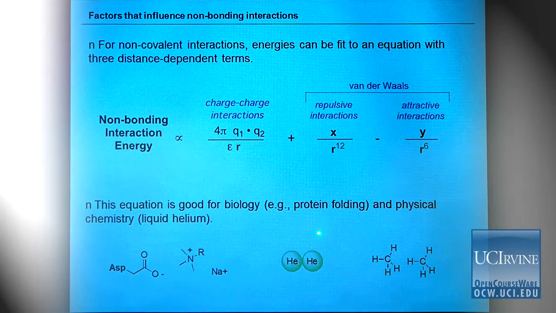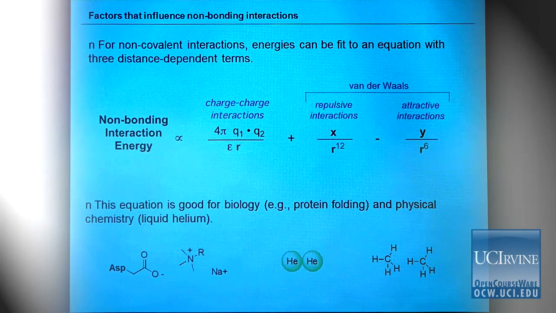These two types of terms help us to explain why, and to what extent, helium wants to form a liquid. It also tells us why methane wants to be a liquid on the surface of the moon Titan of Saturn, or why methane might want to have some positive interaction. These are good for quantifying these types of interactions. Unfortunately, this equation is not very useful to organic chemists.